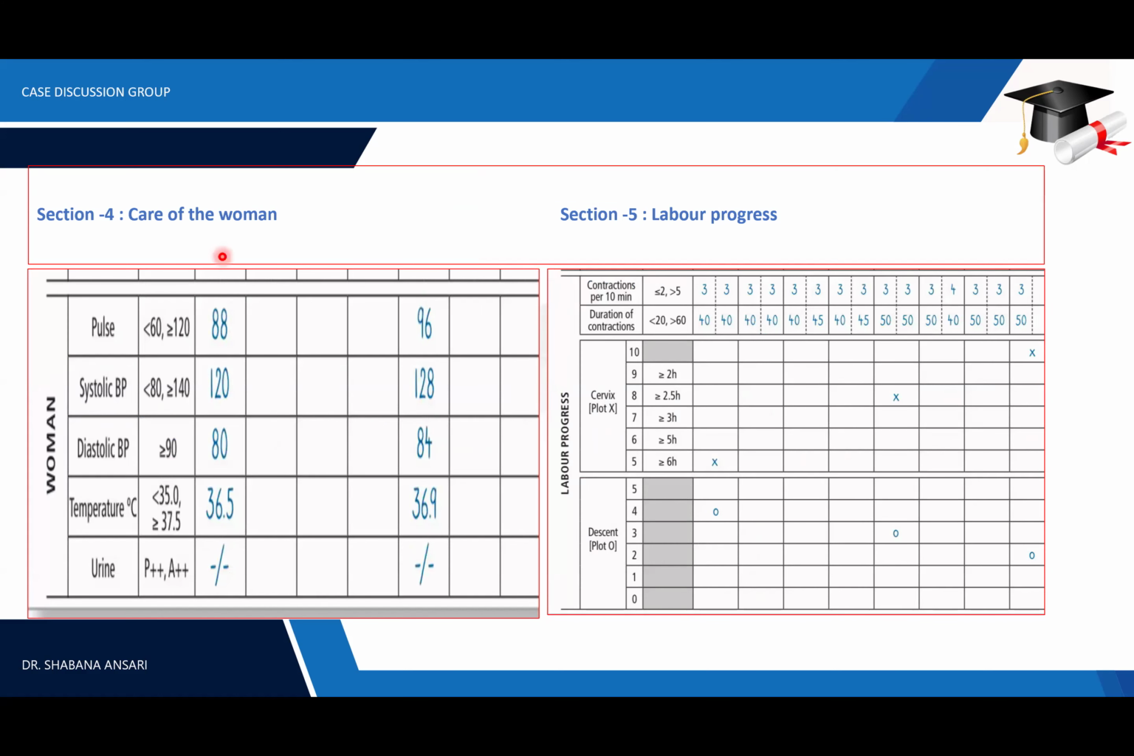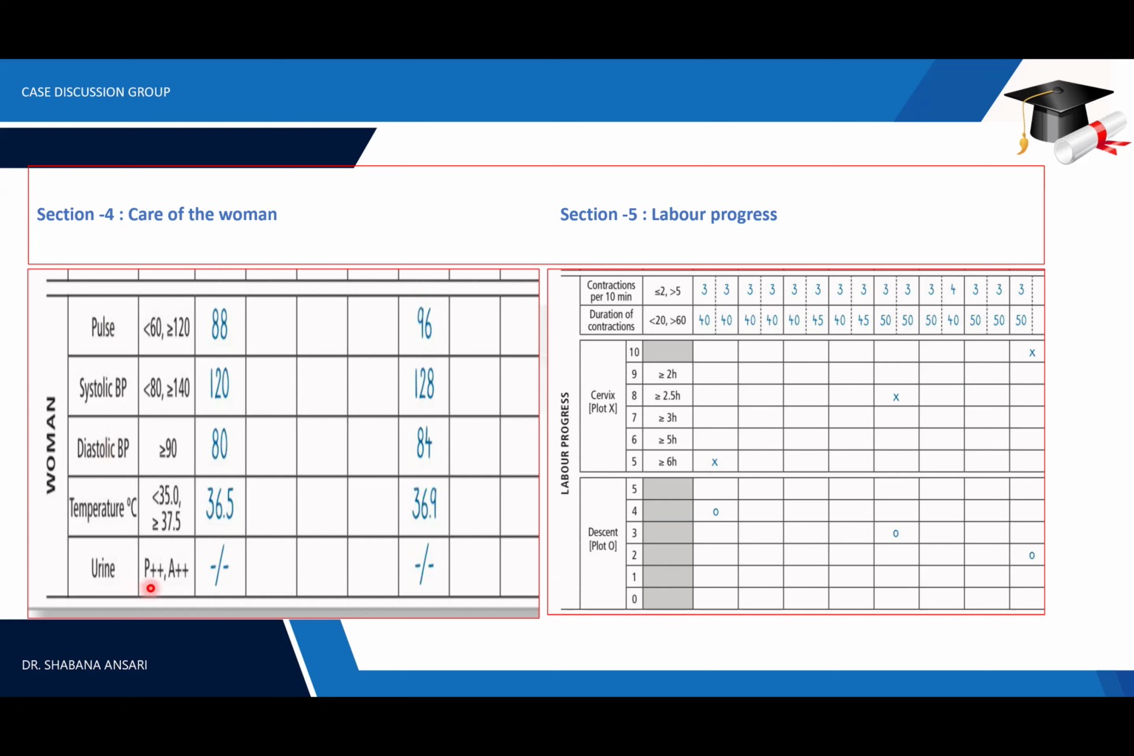So Khushbu, would you like to do the section 4 as well? And after Khushbu, I need one more volunteer. Yes, Khushbu, carry on. Moving ahead, section 4: generally, we just take the parameters of maternal well-being. So, we measure the pulse rate, blood pressure, temperature of the patient, and whether there is associated proteinuria and the urine output.